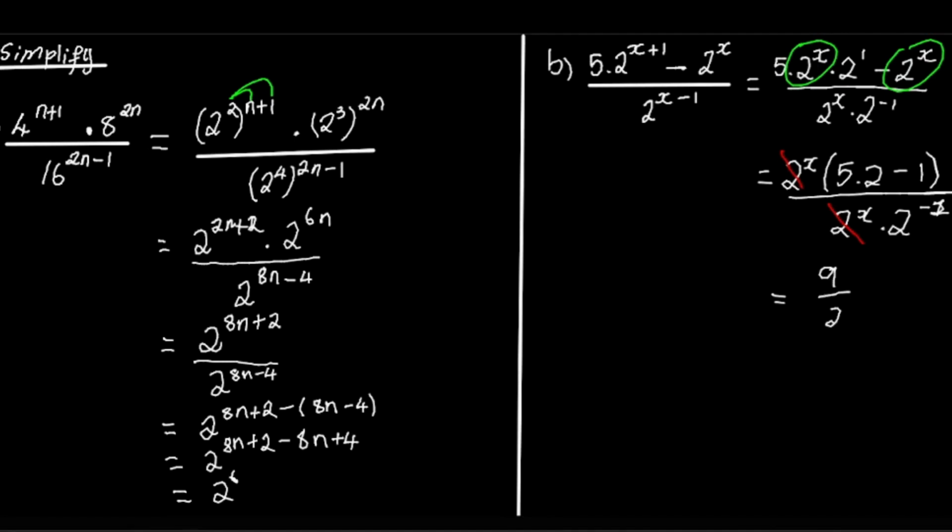So on our denominator, we have 2 raised to the exponent of negative 1. And then when we take that 2 raised to the exponent of negative 1, it's going to be positive, right? So we are actually left with 9 multiplied by 2. And 9 multiplied by 2 is equal to 18.